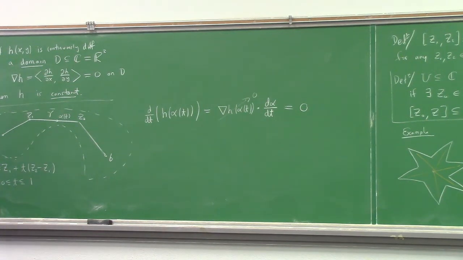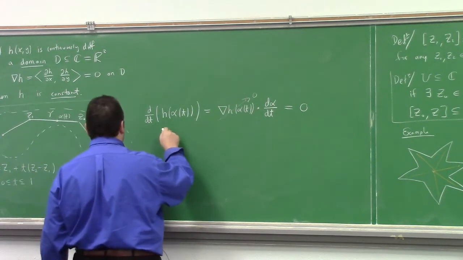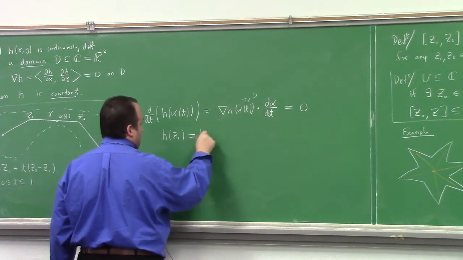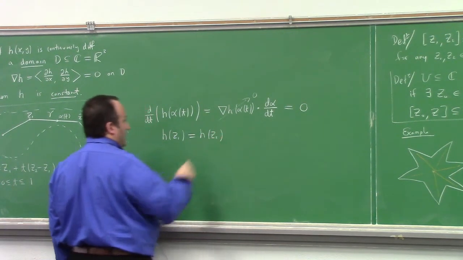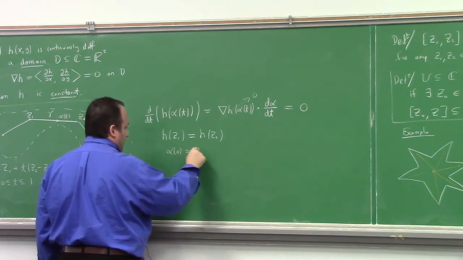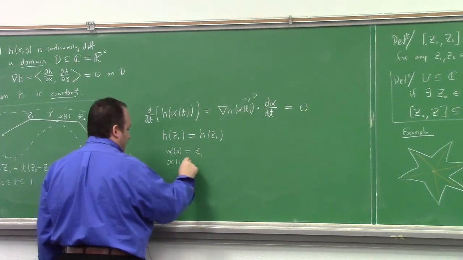Oh, okay. So if the gradient of the function is 0 on a domain, which is an open connected set, we've just shown that h of alpha of t is 0, right? What does that mean? That means that h of z1 is equal to h of z2, because alpha of 0 is z1, alpha of 1 is z2.